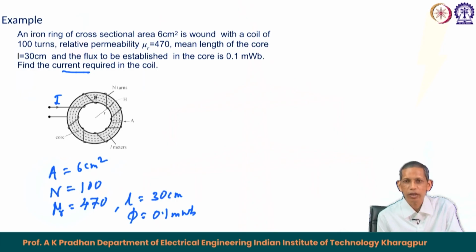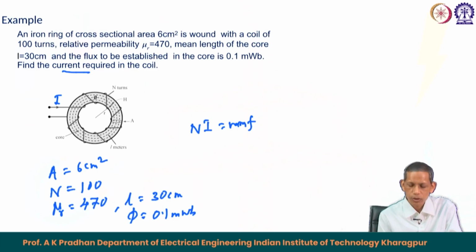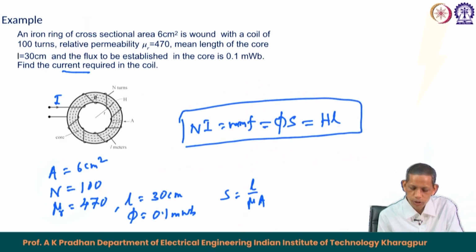So, what will happen once we inject a current I into this system? Then N I becomes your MMF. What relations have we studied? This MMF will establish a flux phi. So, flux phi into S, where S is the reluctance of the path, S equals L upon mu A, equals MMF. Further, the MMF equals H into L. Here everything is core, there is no gap. So, the corresponding relation becomes like this for this case.